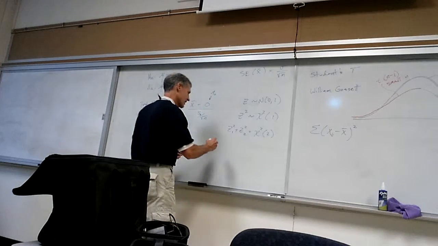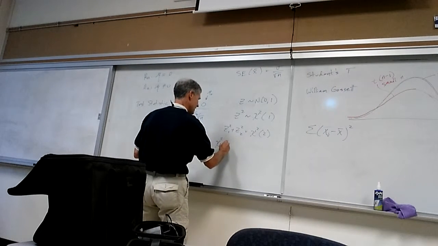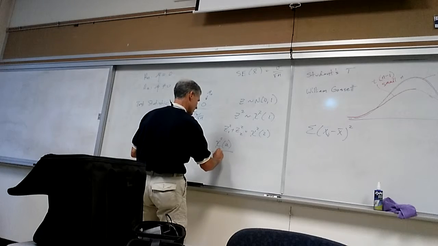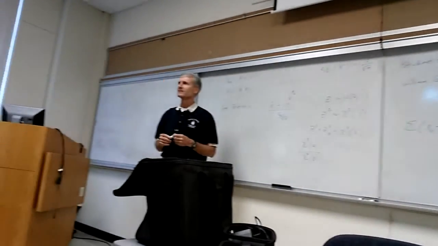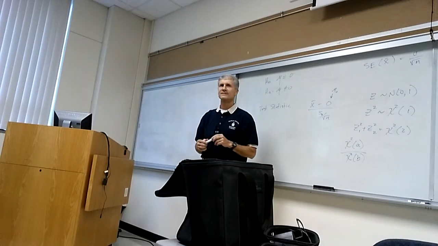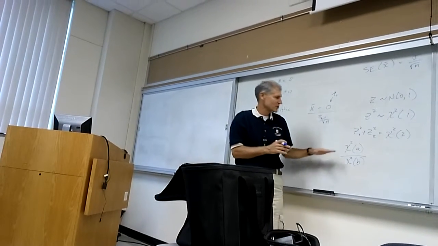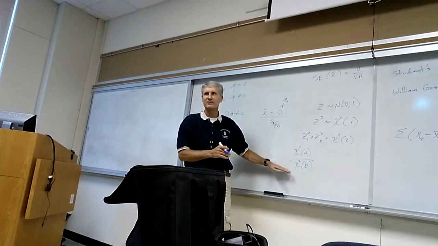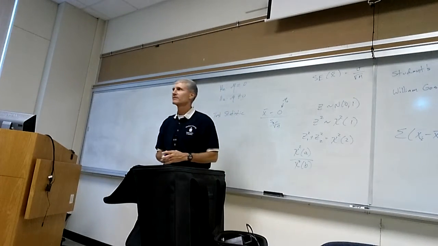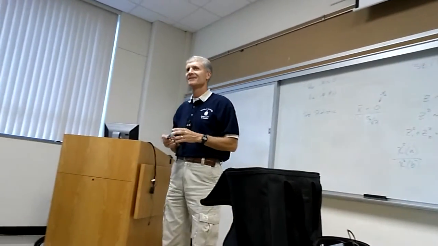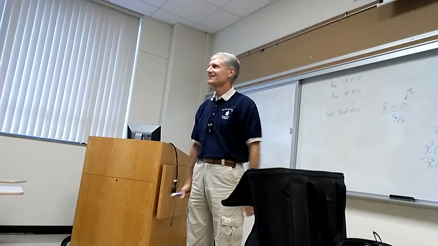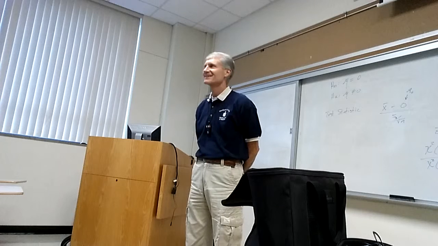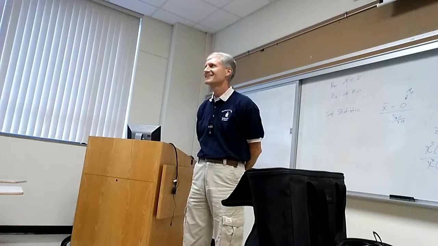Now, what if you take a chi-square with a degrees of freedom over a chi-square with, say, b degrees of freedom? What kind of distribution do you get when you divide two independent chi-squares? They have to be independent. Nope, it's not chi-square. Come on, Kevin.